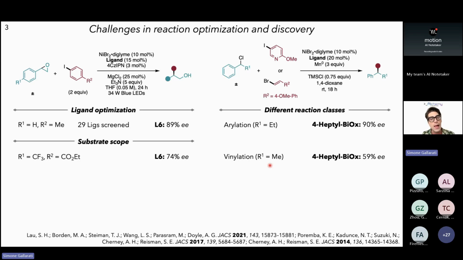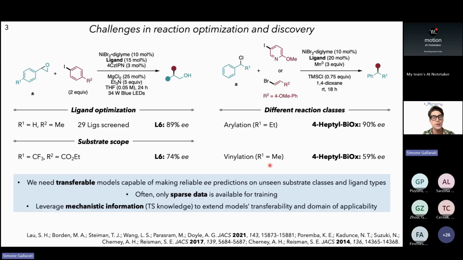So how can data science help with these challenges? In principle, we would like to have machine learning models of enantioselectivity that allow us to make predictions on unseen ligand and substrate combinations, and that are also transferable from one reaction class to another, helping us cold start the optimization of new transformations. The issue that we face as data scientists is that we often only have very sparse data for training. This concept of sparsity of data is something that I will go back to, as it's quite important. We often only have knowledge of very few combinations of chiral ligands and substrates across different transformations.